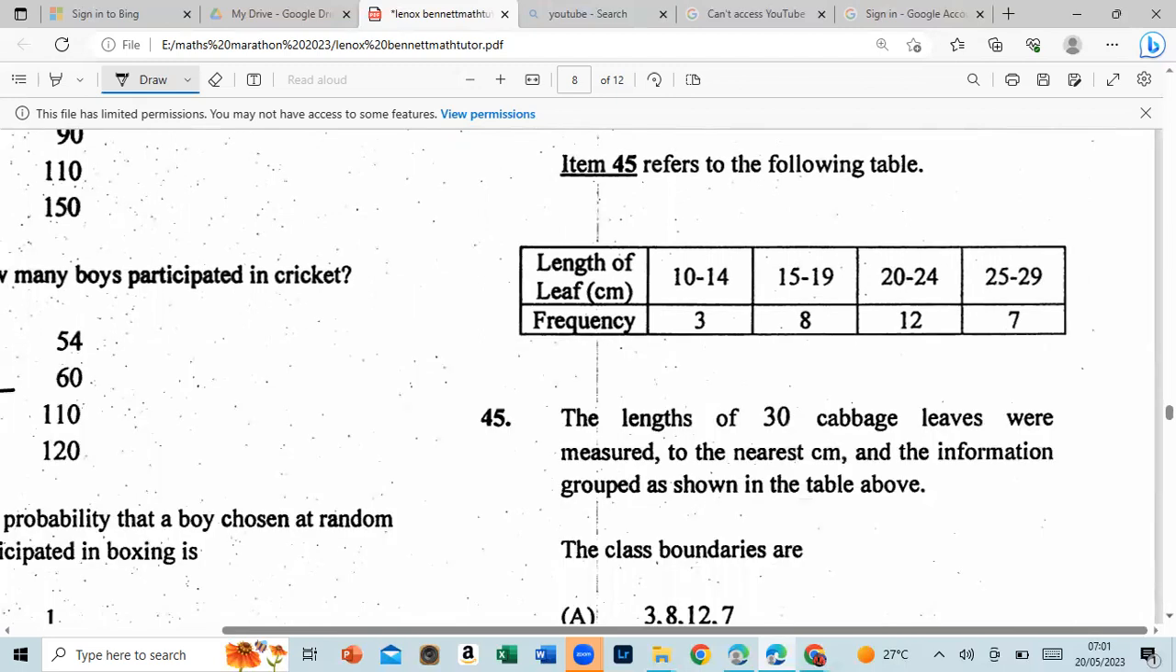Alright, item 45, refer to the following table. There we have the length, 10 to 14, 15 to 19, and then you have the frequency. The lengths of 30 cabbage leaves were measured. So that means when you add up the numbers here, you're supposed to get 30.